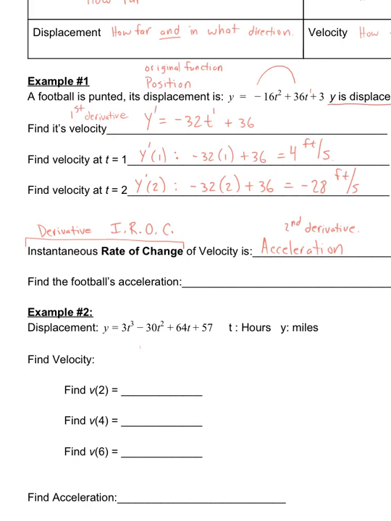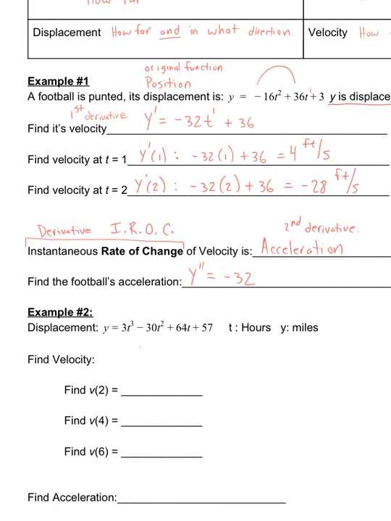So we just take the derivative of the velocity right here. So y double prime, we just use the power rule. The derivative of negative 32t to the first is negative 32t to the 0, which is negative 32. So we know that our acceleration is constant. All right?